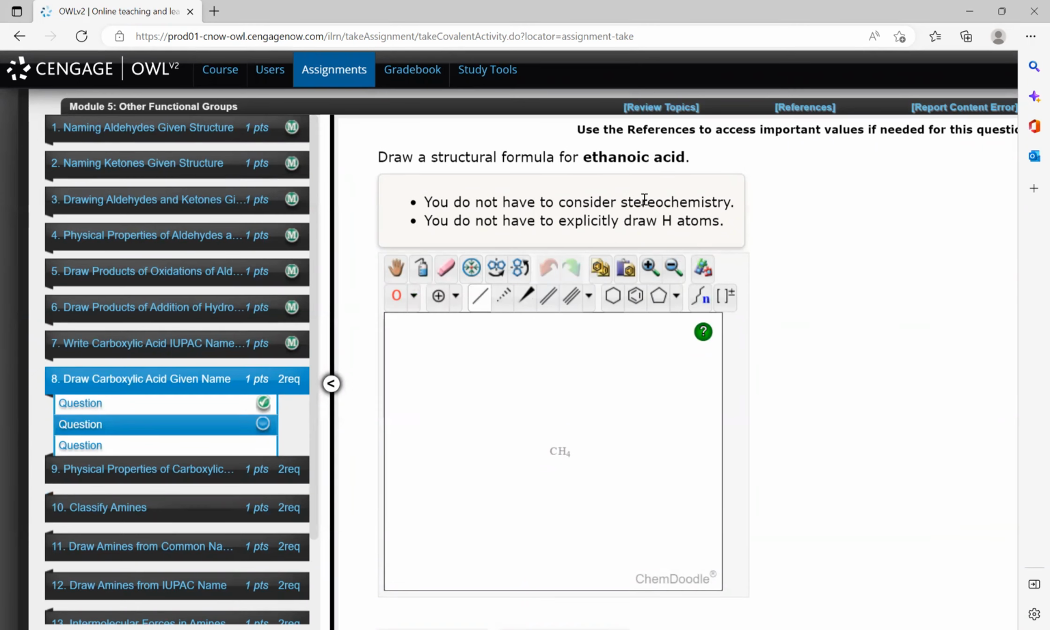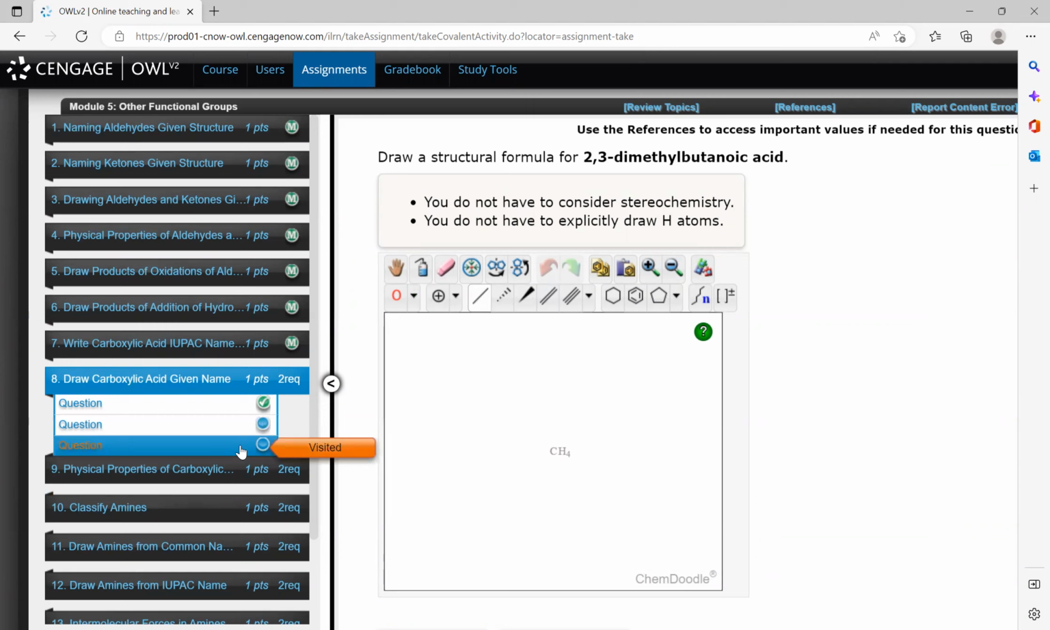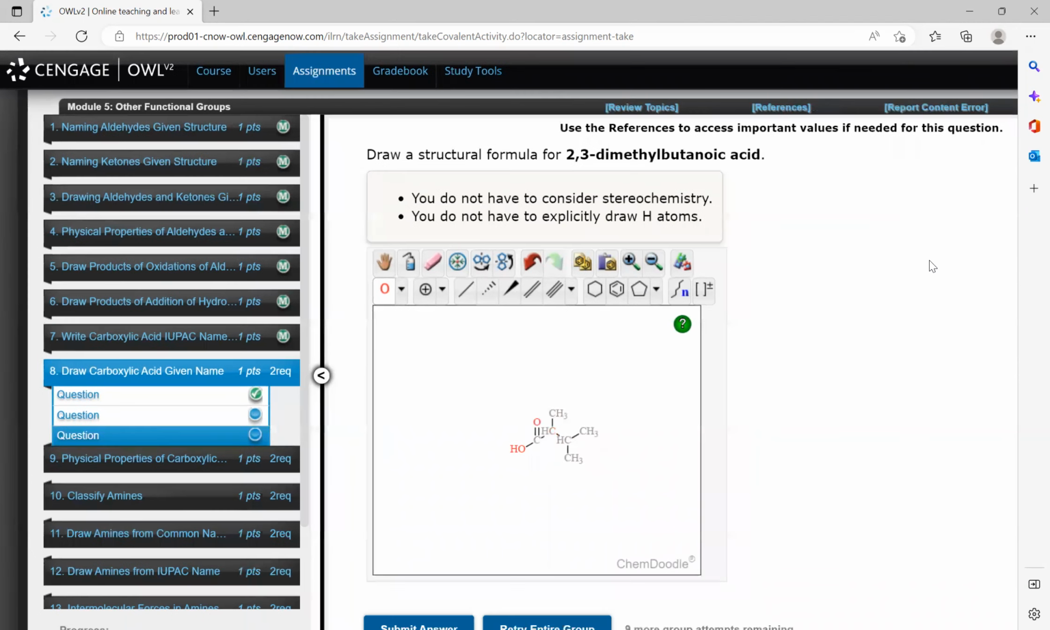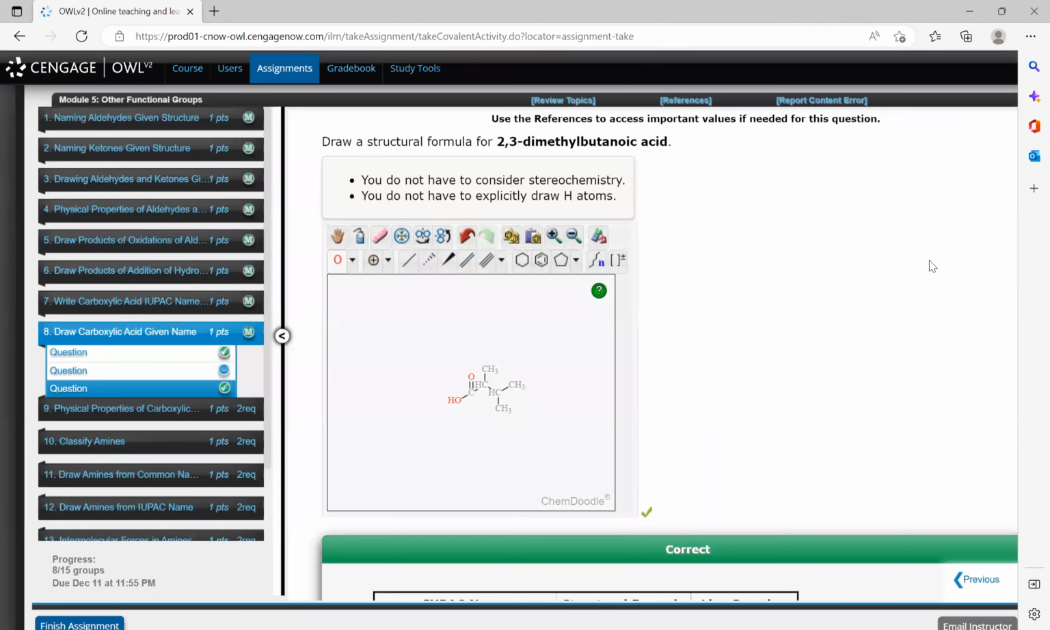All right, this one's the same, the ethanoic acid, but this one's going to be a little bit different. So we're going to start off with the butanoic acid that we'll see here. And then it tells us that we have 2,3-dimethyl. And again, we're going to make this one number 1. So we're going to put that OH group. And that's C double bond O, OH group. And we are good to go.